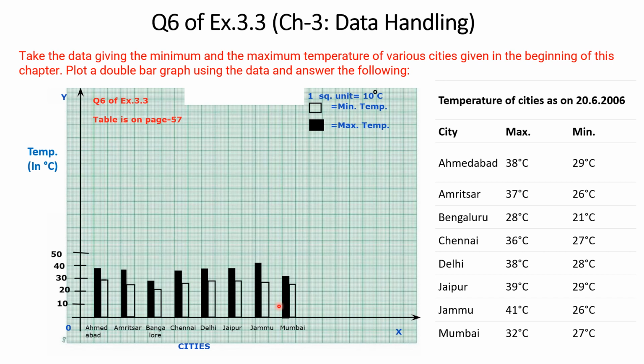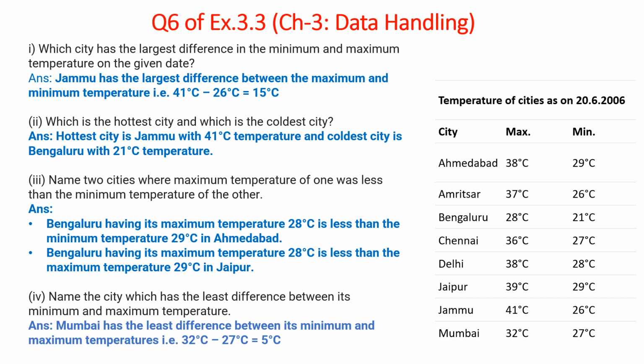अब इससे related 4 parts हैं, हमें questions बताने हैं। तो let's discuss. Which city has the largest difference in the minimum and maximum temperature on the given date? कौन सी ऐसी सिटी है जिसके मिनिमम और मैक्सिमम टेम्परेचर में सबसे ज्यादा डिफरेंस है?